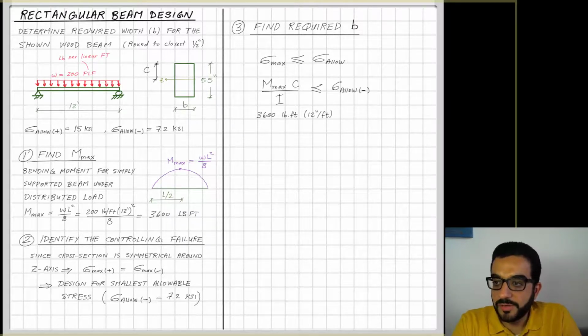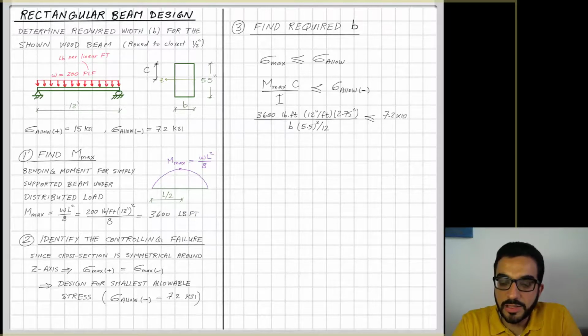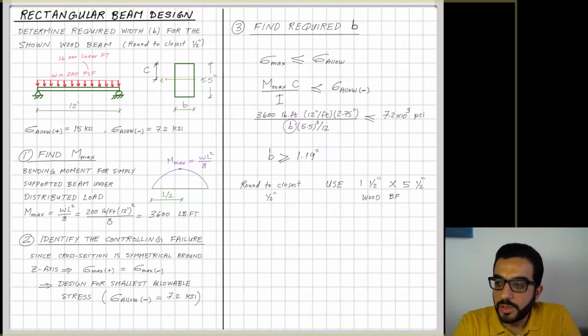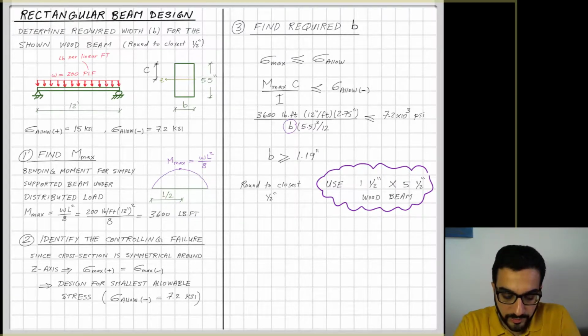So if I plug in everything here, everything is given except that when I calculate the moment of inertia, I'm missing the B value. So this is what I'm really after here. And by solving that, I will find that B should be more than or equal to 1.19 inches. And if you see in the problem description, the wood sizes are in half inch. So we need to round to the closest half inch. And that means we'll use a 1.5 by 5.5 wood beam for this load that's shown to us and the span of the beam.